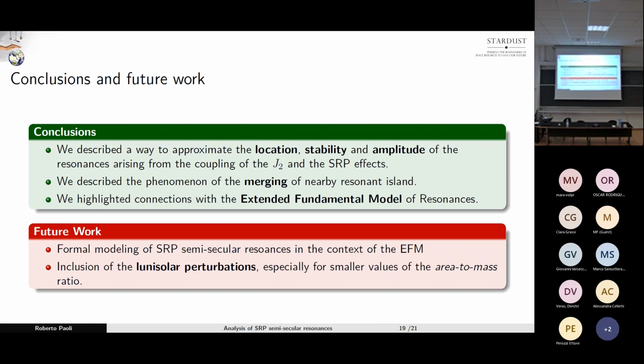This could be done as well in the context of the extended fundamental model and to have some kind of mixed model of resonances.